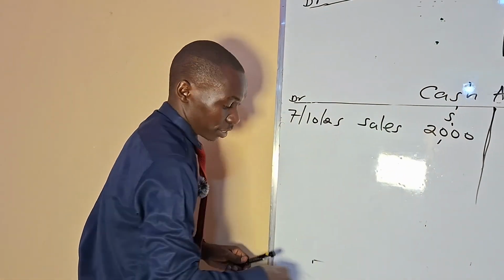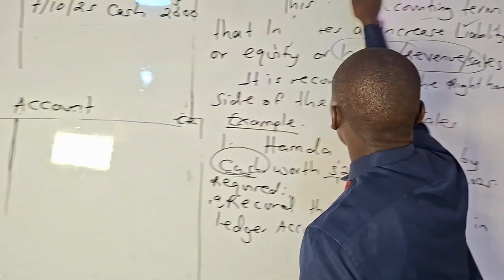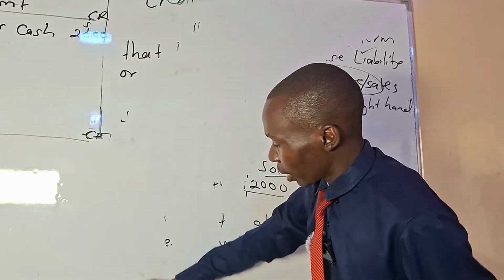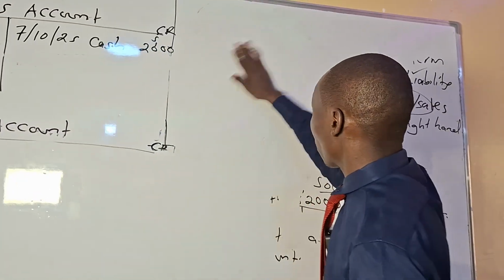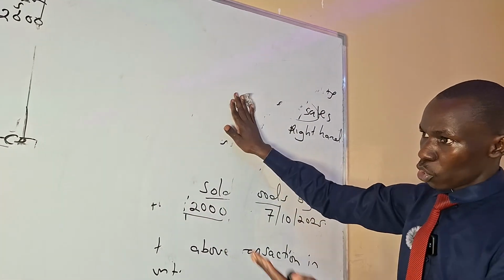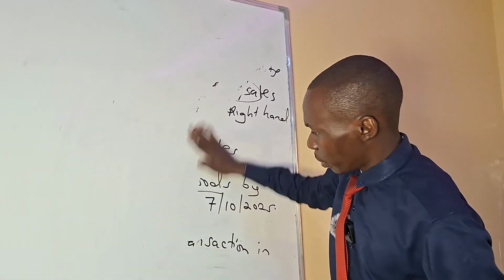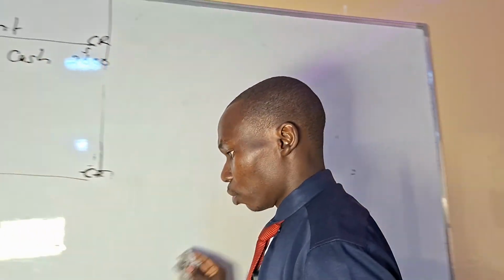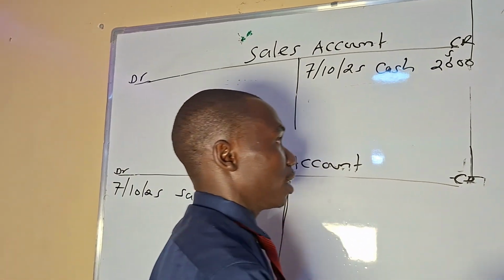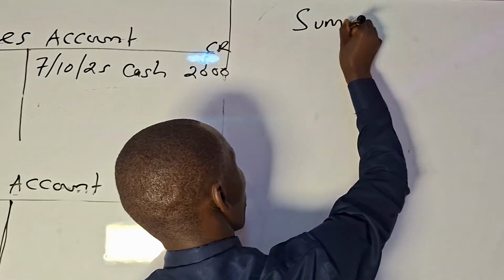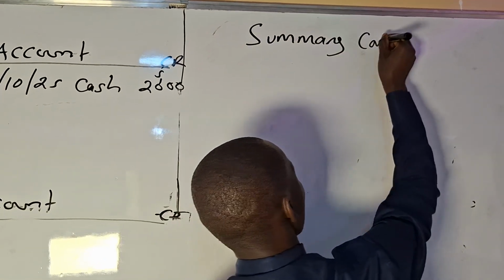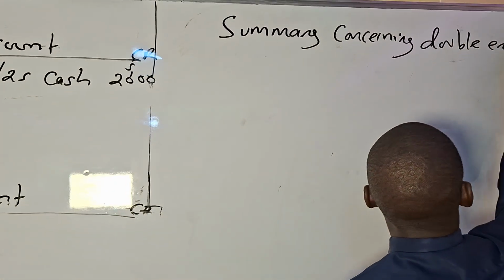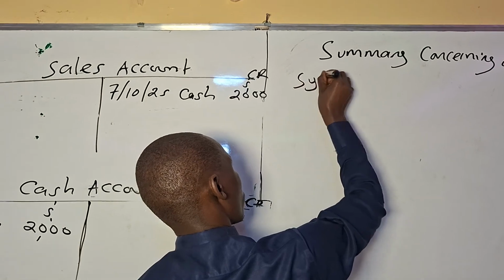Where should I put the summary? Let me put it for you here so that you can easily know. And don't forget that we are still looking at the first step of accounting, that is recording. Don't skip these steps. Go through, practice. Accounting is all about practice. The moment you practice these principles, accounting is going to become easy for you. Summary here concerning double entry system or principle.